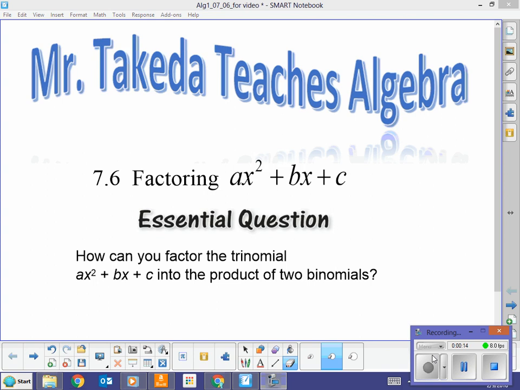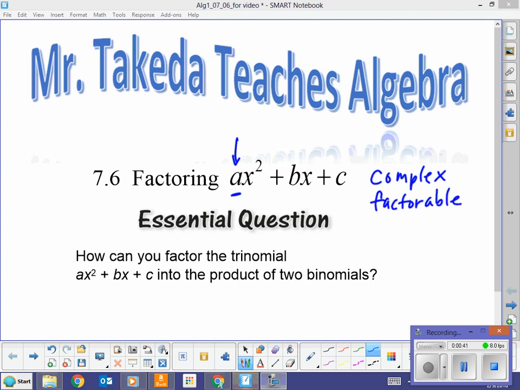This is lesson 7.6 on factoring trinomials that have a leading coefficient that's something other than 1. In our previous video, we learned about simple factorables. These that have a leading coefficient other than 1, we actually call complex factorables. As a shortcut, you might hear this phrase, complex factorable, used to describe this type of factoring, this type of trinomial.